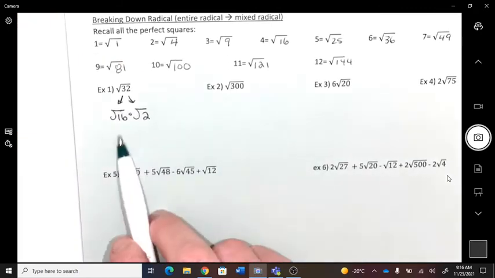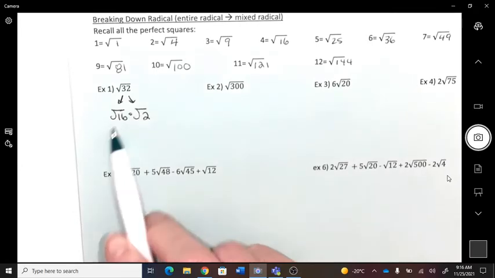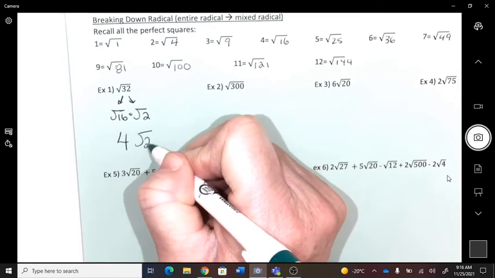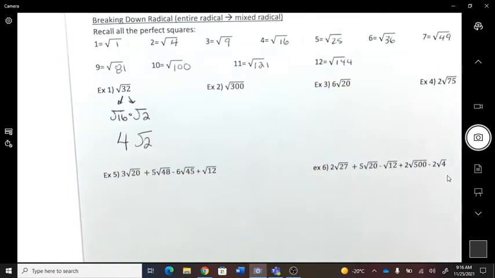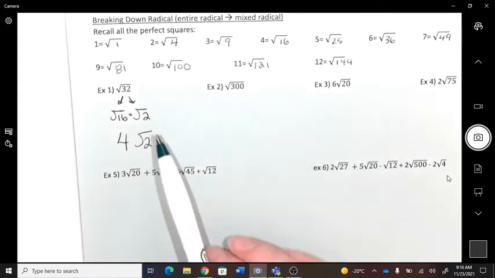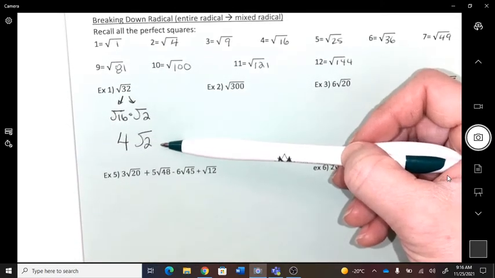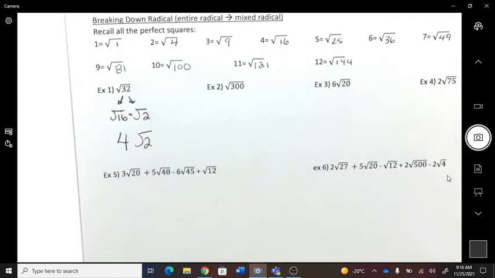Okay, what is root 16? Whole number 4 and then a root 2. Okay, so this is called an entire radical and this is called a mixed radical, because you have a whole number component and a radical component.